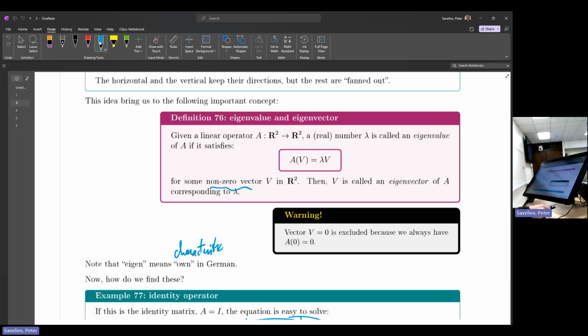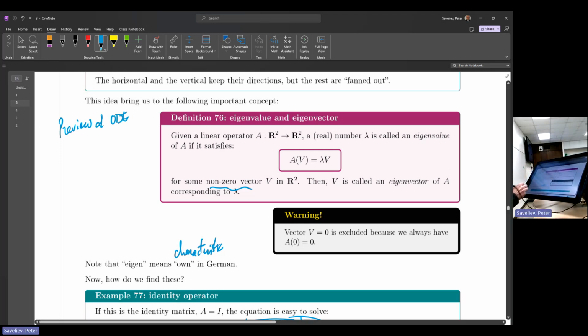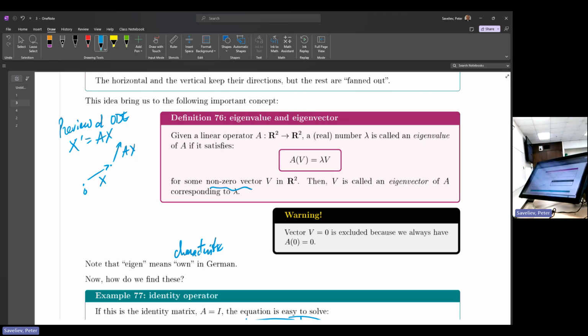Okay, so we've seen a few examples, but as a preview of ODEs, why is it that important? Remember what an ODE is. It is x prime equals Ax. So x is a vector, a two-vector, and A is our linear operator. For each vector x, we have a vector Ax like this. That's what the vector field is. Each location is a vector x, and at each location there is a vector attached to it indicating in which direction we are moving and how fast too.